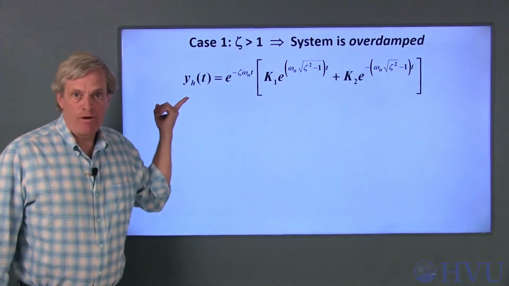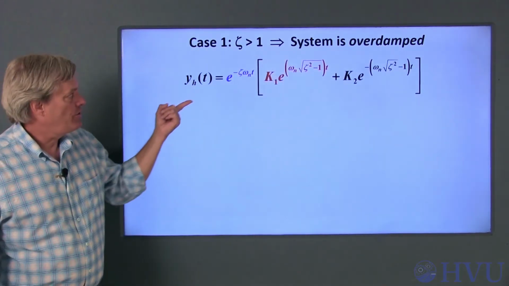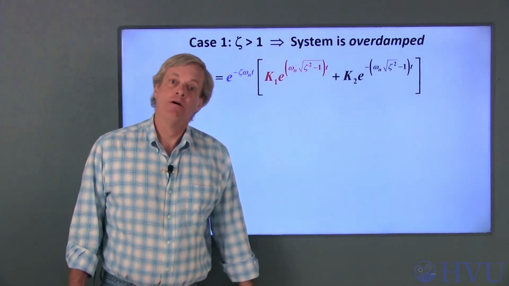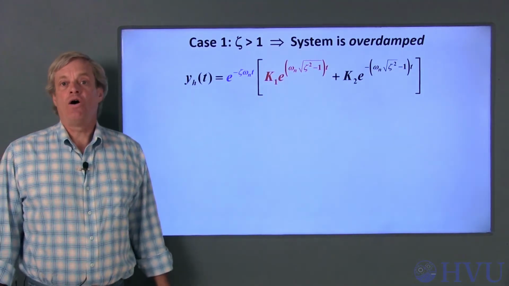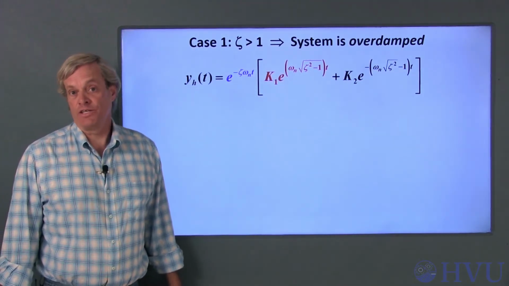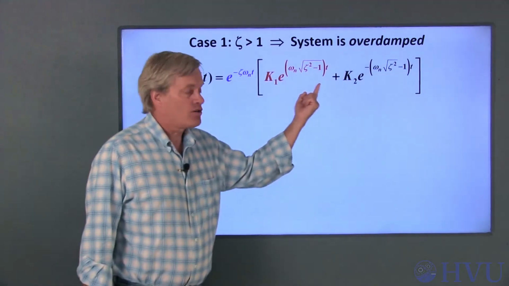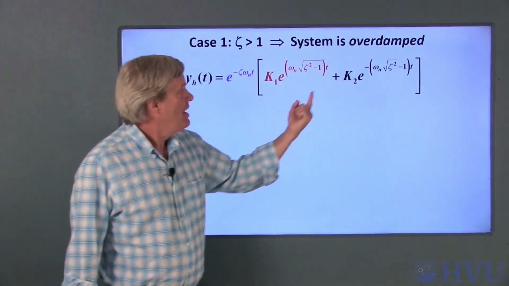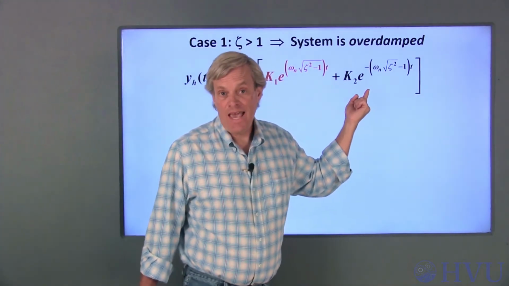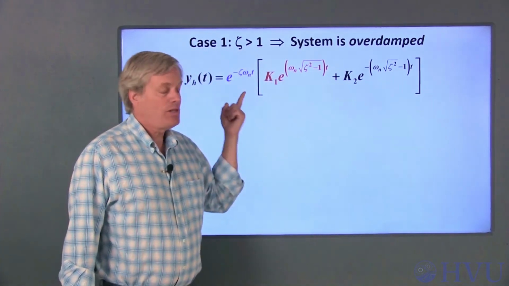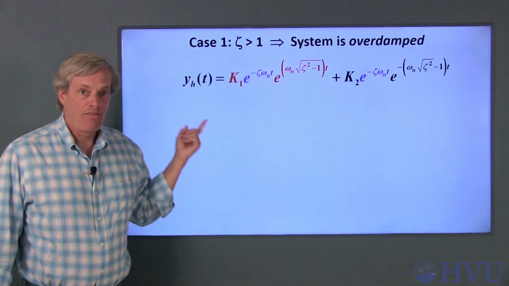This is my original equation. I've color-coded the three terms in the equation here. For overdamped systems, all three of these terms are exponentials. The blue term is a decaying exponential, the red term is a growing exponential, and the black term is also a decaying exponential. If I multiply these terms out, I get this.